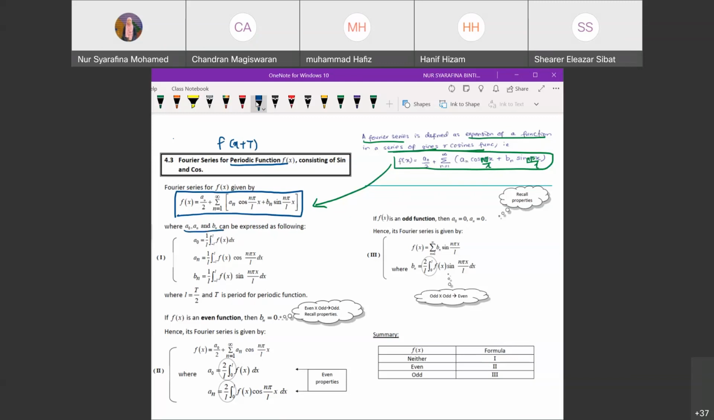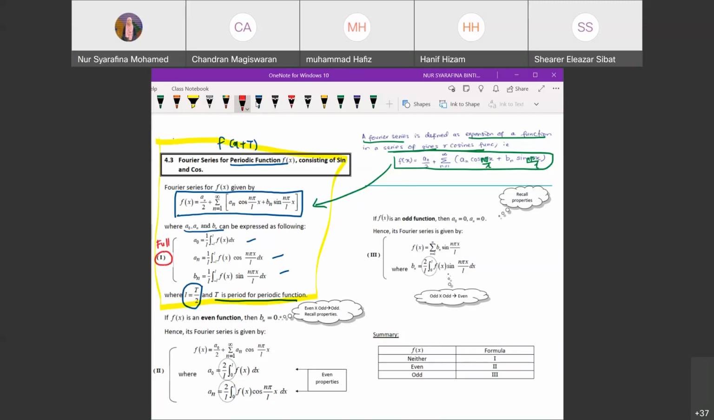A naught, an and bn here are constants of the Fourier series, where we can evaluate a naught, an and bn by using this formula. And L is equal to T over 2, and remember T is the period of the periodic function. Okay, so this is the definition of Fourier series. The first one here is for the full Fourier series.